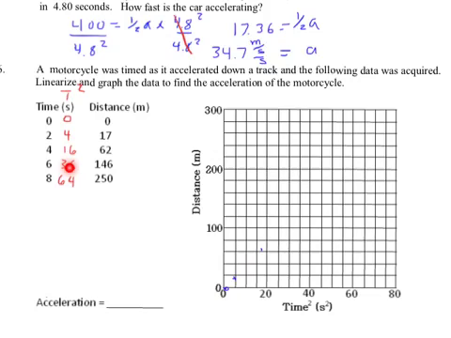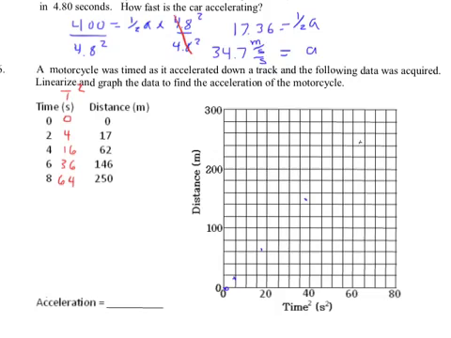I'm going to go to 36, and up to 146. So I'm going over to 36, which is going to be about here. And I'm going up to 146, which would be about up here. I put it right about here. Alright, and then I'm going to go to a t squared value of 64, which is over here. And I'm going to go up to 250. So I'm going to 64, and then 250, right about here.